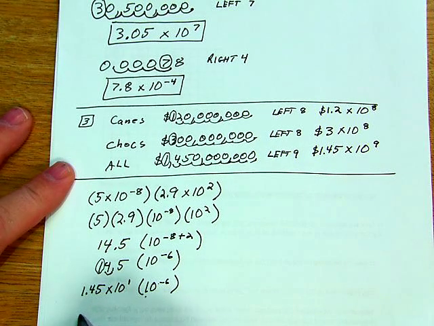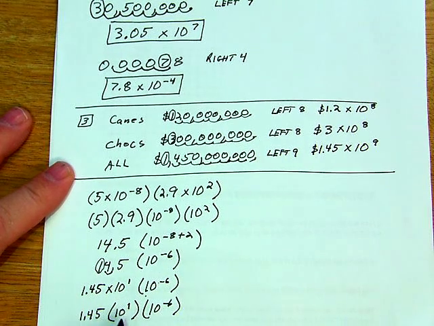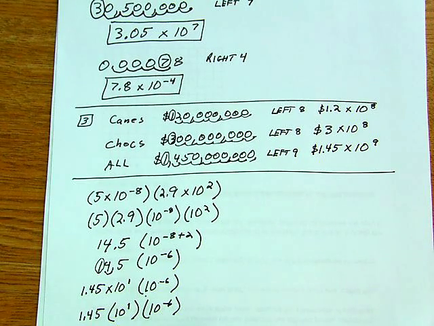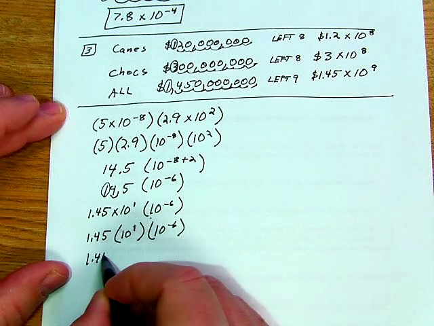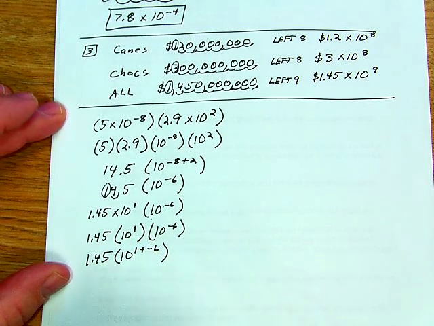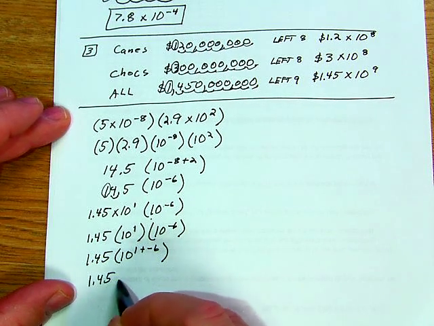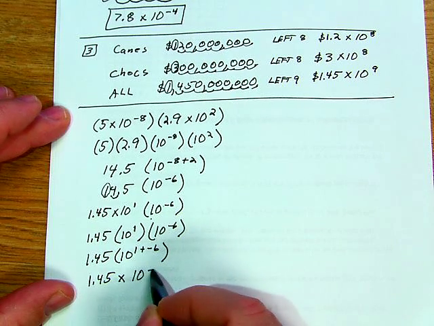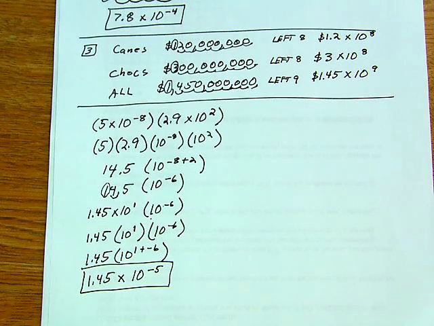Now I'm going to write those as three numbers. And I notice again I have a base 10 raised to a power. So I can use my rules of adding exponents, and I get 1.45 times 10 to the first plus minus 6, and I finally end up with 1.45 times 10 to the minus 5. And that is the answer to that multiplication up above.